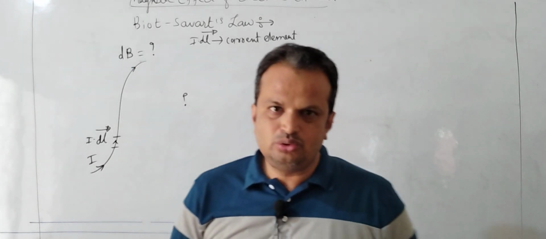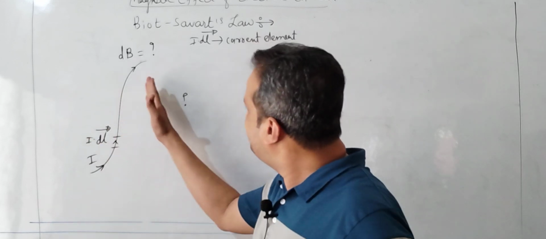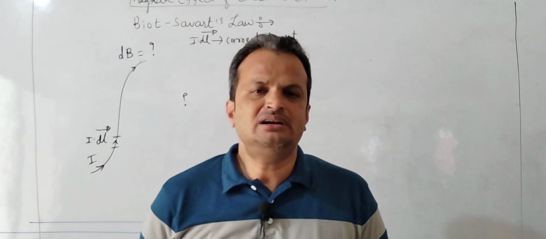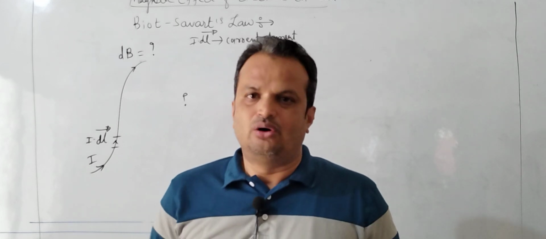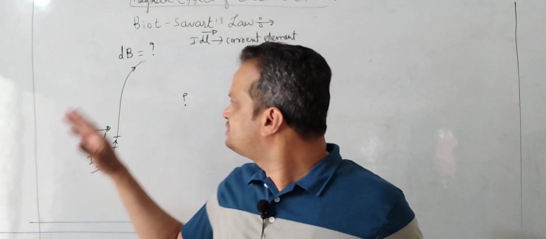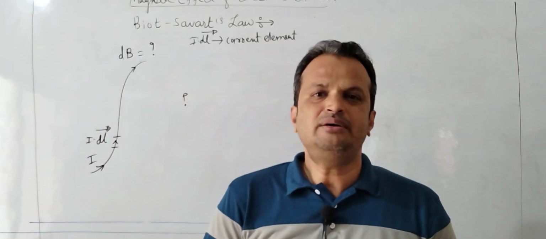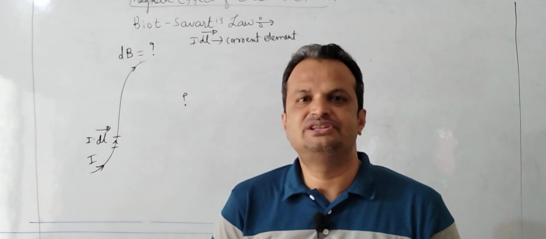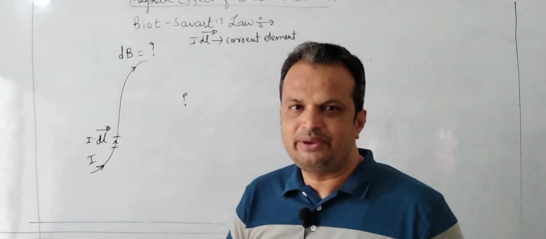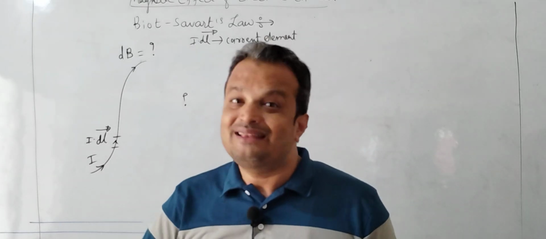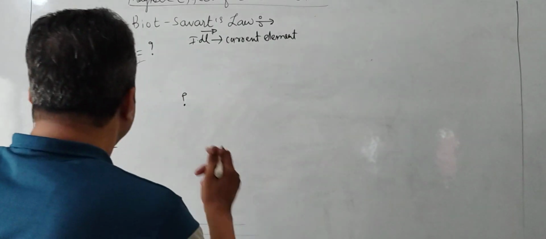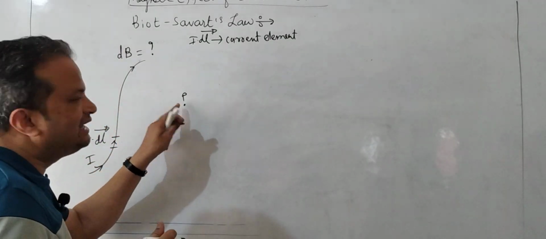I think you know who is the pioneer for this magnetic effect of electric current? Hans Christian Ørsted. And this dB, or simply B, the magnetic field, is a vector quantity, its SI unit is Tesla. All these basic things we have already studied when we revised class 10th standard. Now here we will see what this magnetic field is.